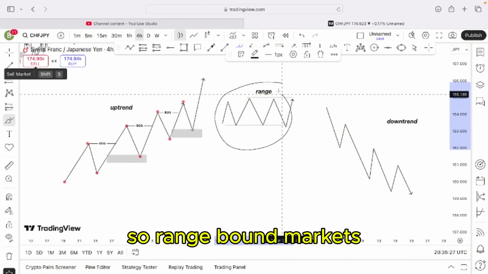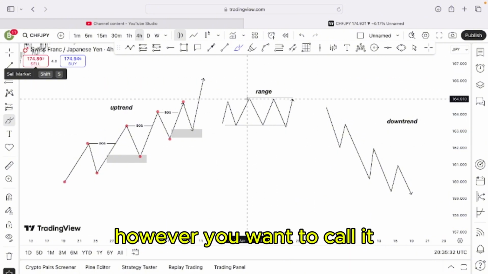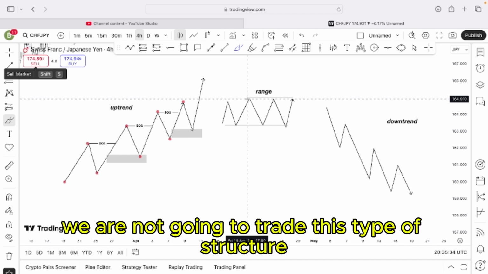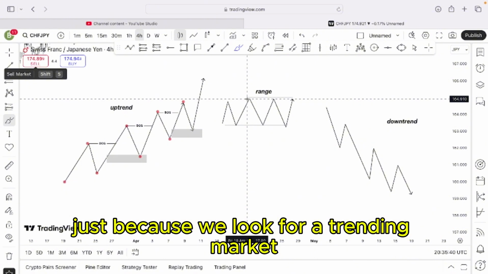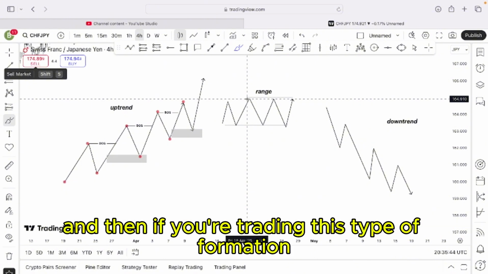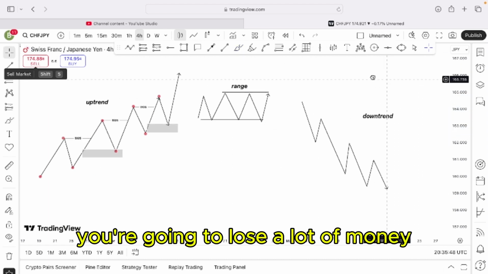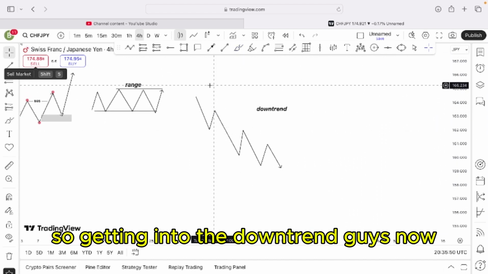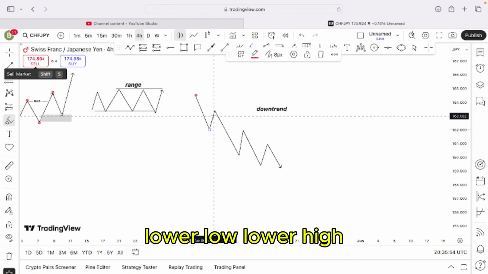Range bound markets, so let's say maybe this is a consolidation or a range, however you want to call it. We are not going to trade this type of structure because there are no higher highs or lower lows, and we look for a trending market, and this is not a trending market. If you're trading this type of formation or price action, you're going to lose a lot of money. So getting into the downtrend now, guys, this is your lower high, lower low, lower high, just like that.